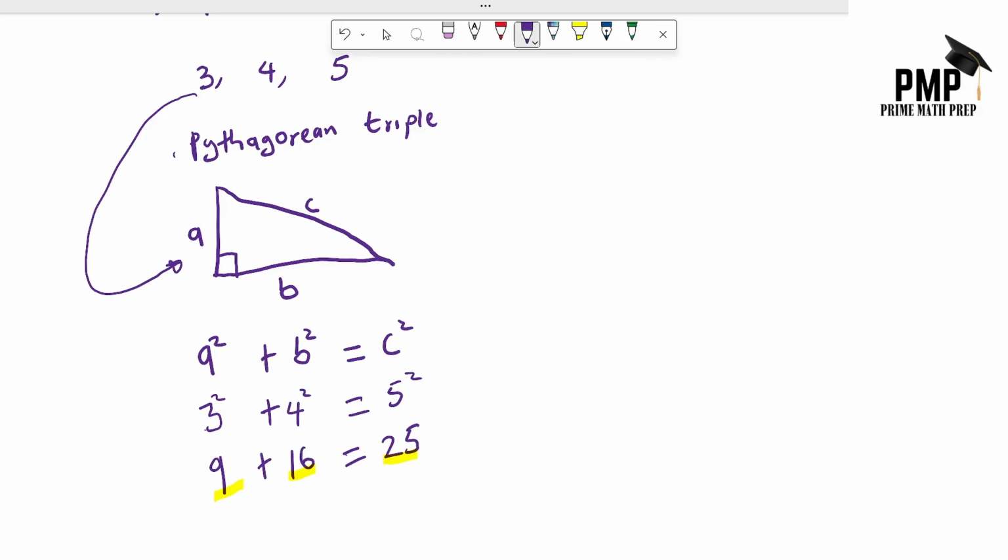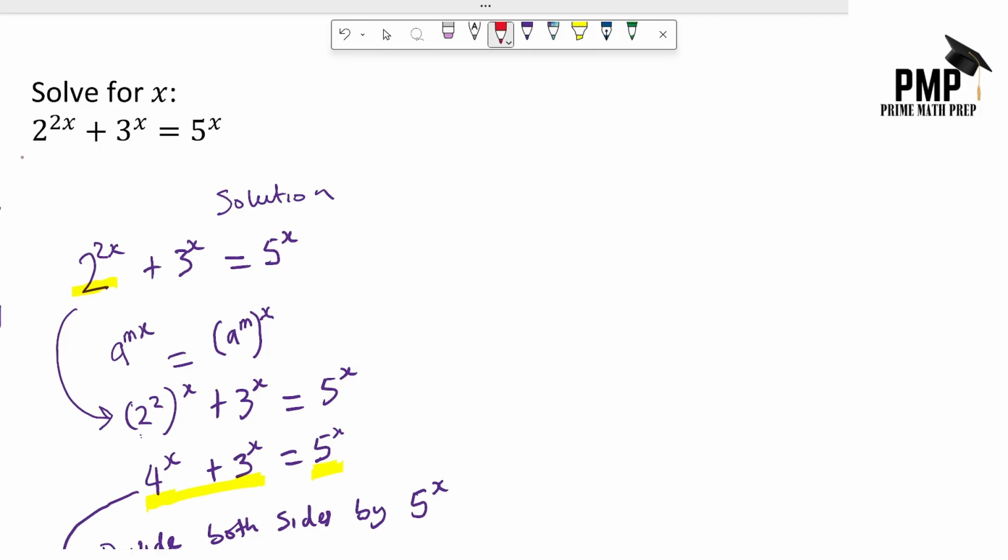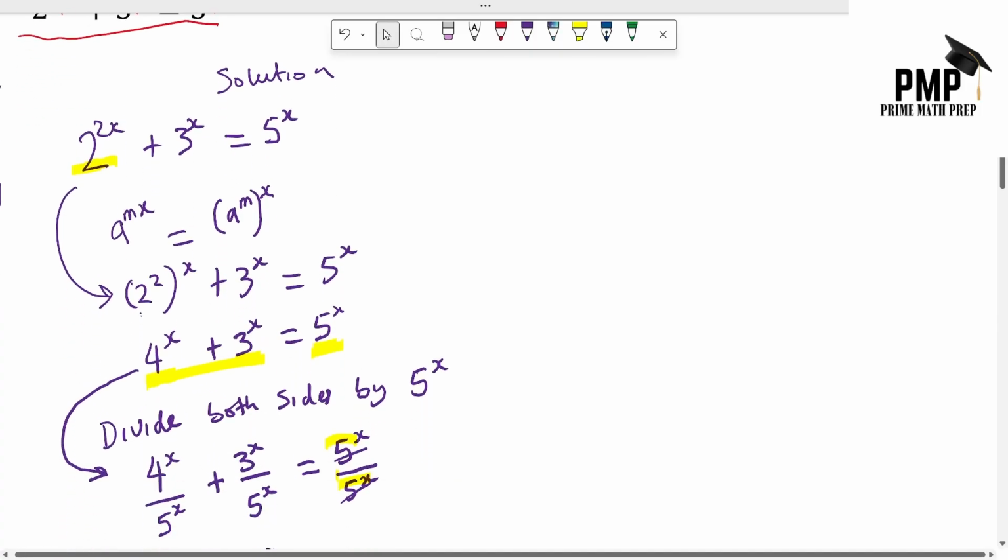Now let's have a recap of what we did. We were given this, and we were told to find x. And we said that for us to be able to do this, we have to simplify this equation further.